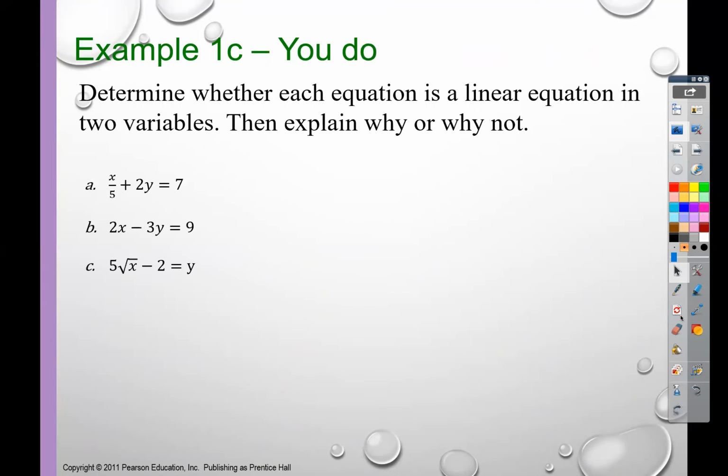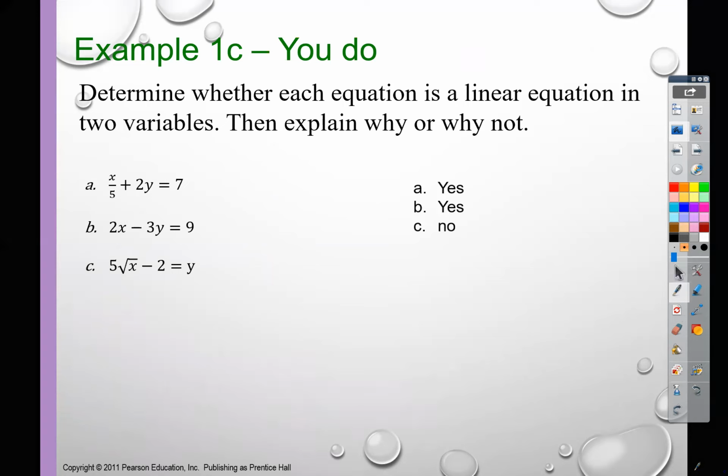Okay, so now this is one for you to do. Determine whether each equation is a linear equation in two variables, then explain why or why not. So pause it and try. Okay, so A and B are linear equations. C is not because there is a variable in a radical.